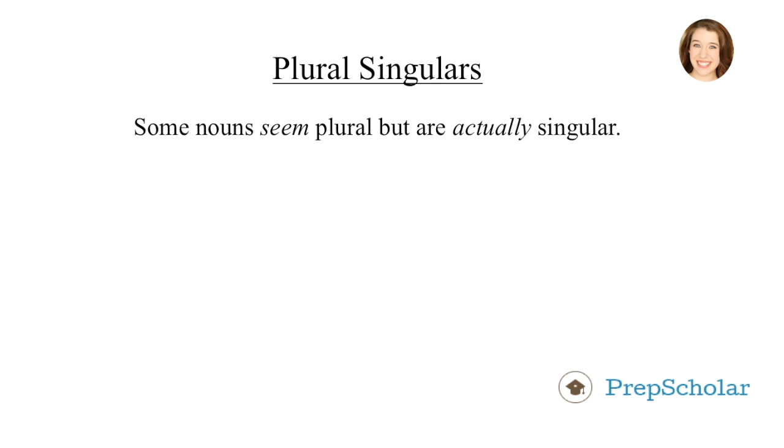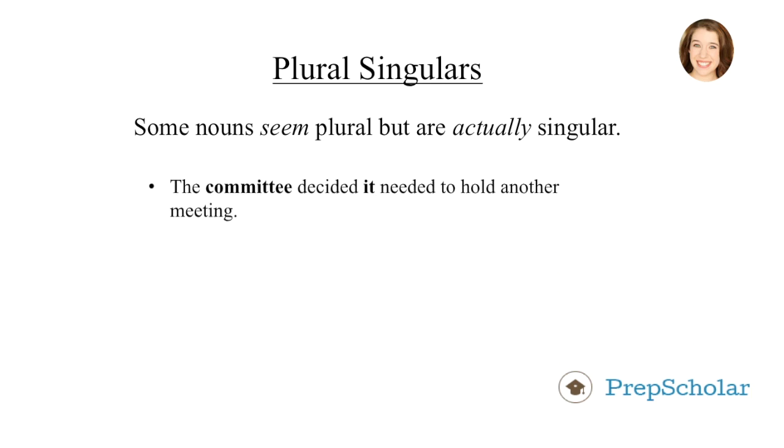Let's look at some common examples. The committee decided it needed to hold another meeting. So, committee is a tricky noun, right? It seems plural because presumably there would be a lot of people on this committee, but it's one thing, one committee. So it's singular, and we would refer to it with the singular pronoun it.